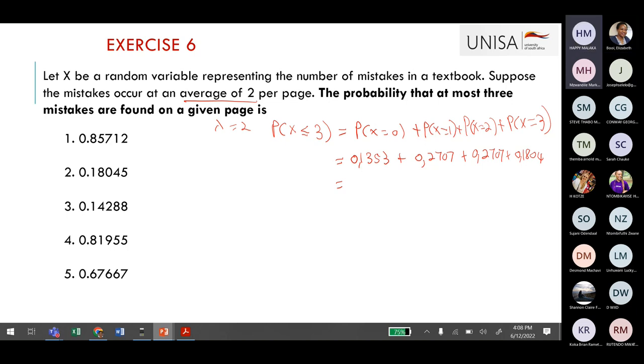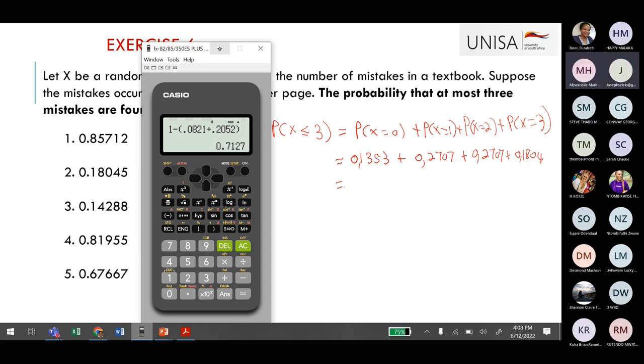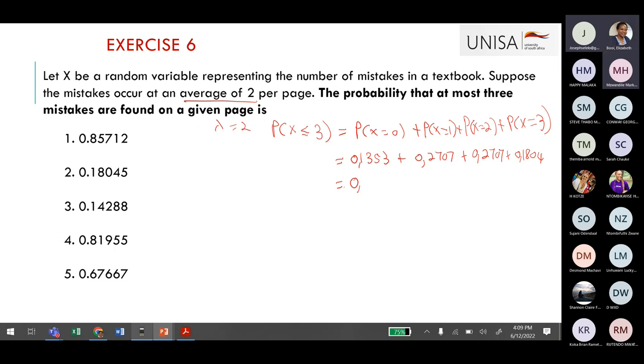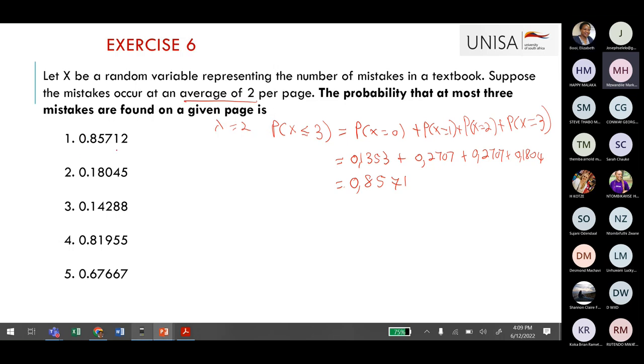It gives me 0.86. Your calculator is set to two decimals. It's supposed to be 0.857. Does it end there? Yes. Because we're using a four decimal table, in this tutorial letter they would have used the four decimal values, which is option one.